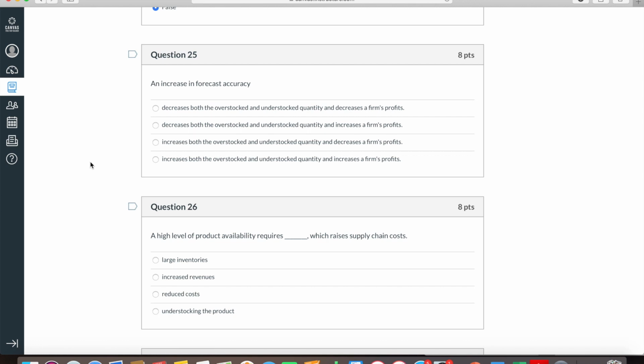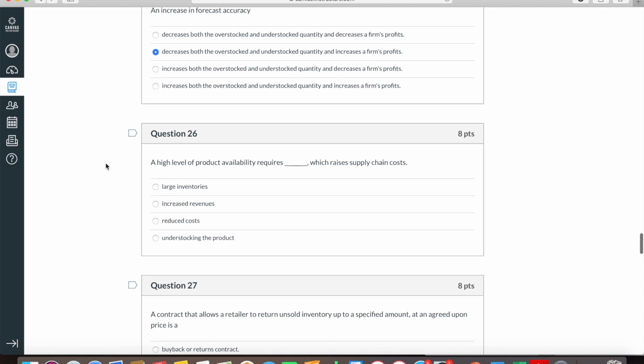An increase in forecast accuracy. Well, if your forecast is more accurate, you want to have a more accurate stock. So you're less likely to overstock, you're less likely to understock, and your goal with that obviously is to make more money. So how do you become more accurate? That's the answer we're looking for. In this case, it's decrease both the overstocked and understocked quantity and increase the firm's profit.